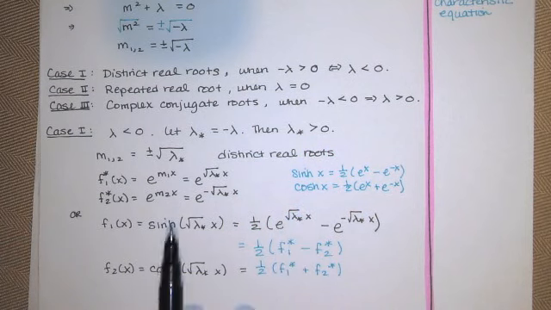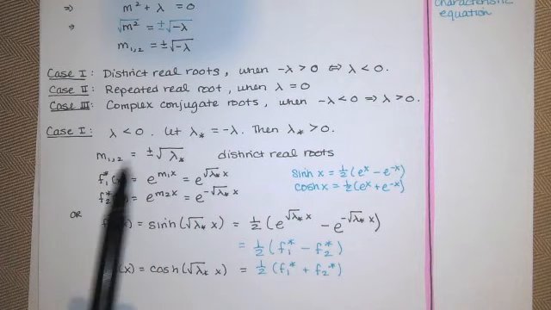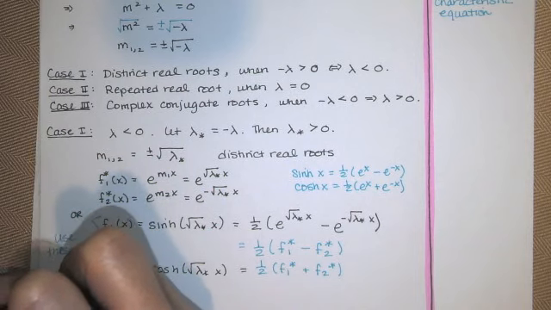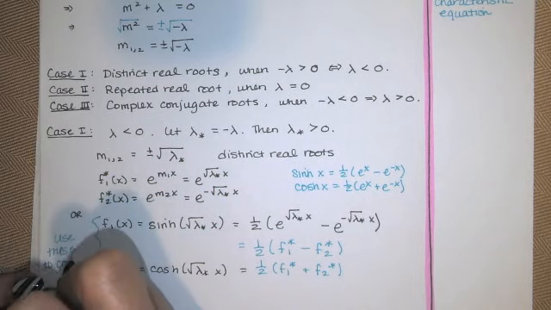That is also a solution. And these are linearly independent because I can't multiply this by a function and get this function. There's no way to do that. So we can use these two linearly independent solutions to the differential equation to construct our general solution, but we could also use these. And I would recommend that we use these. So we're going to use these to construct the general solution.